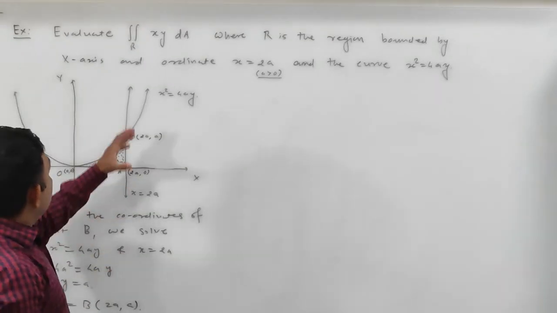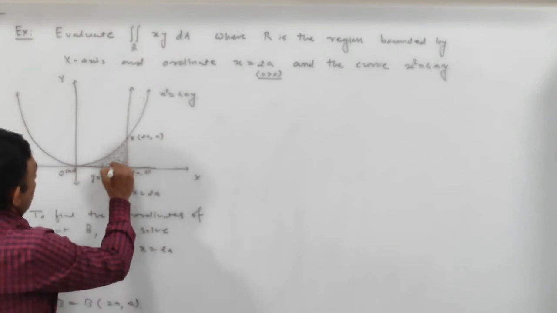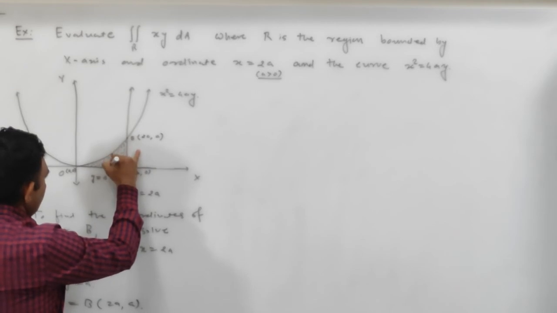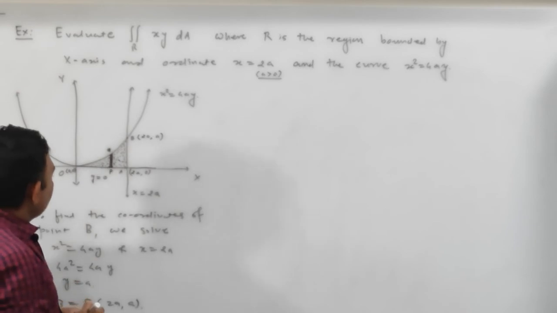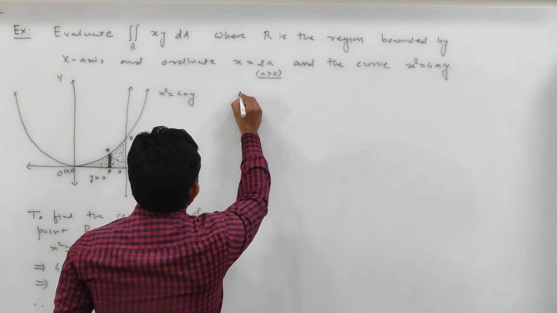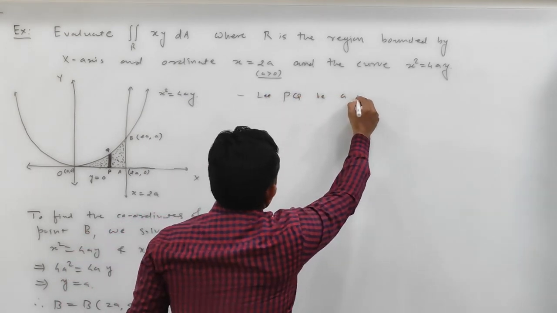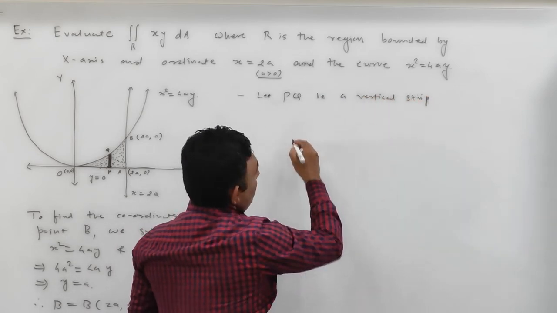So now we want to integrate our double integral of xy over this region. Here we have two choices: either you consider a vertical strip or a horizontal strip. So let me consider a vertical strip. Let PQ be a vertical strip as shown in the figure.